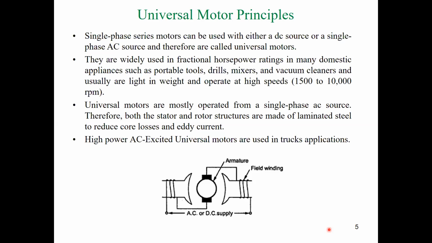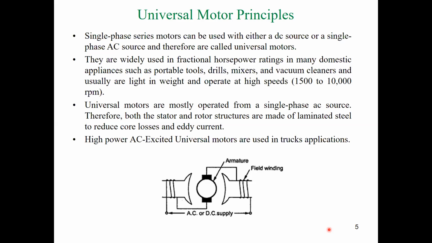Also, they are widely used in fractional horsepower ratings in many domestic applications. We can use it in many domestic applications at homes, like drills, mixers, and vacuum cleaners. They are usually light in weight and operate at high speed. As you can see for mixers, for example, the speed of the mixer is very high compared to different kinds of motors like the normal DC motor, shunt, series, or separately excited, and the induction machine, and so on.